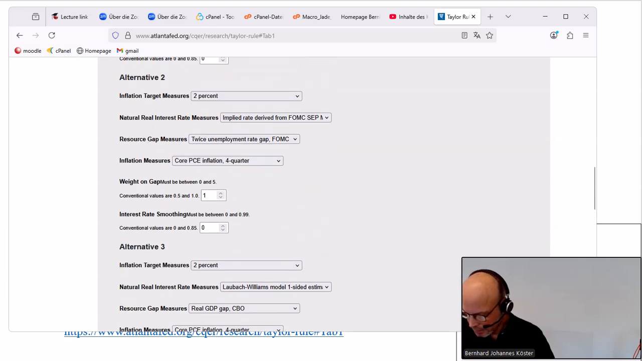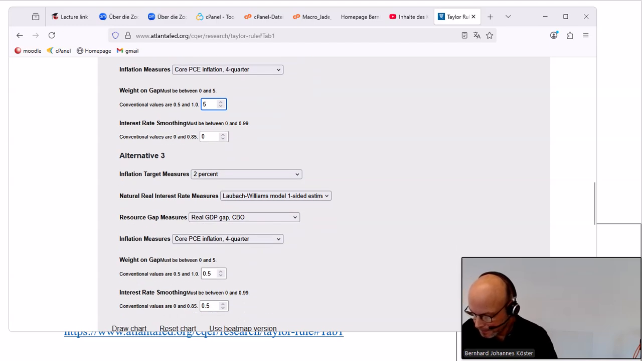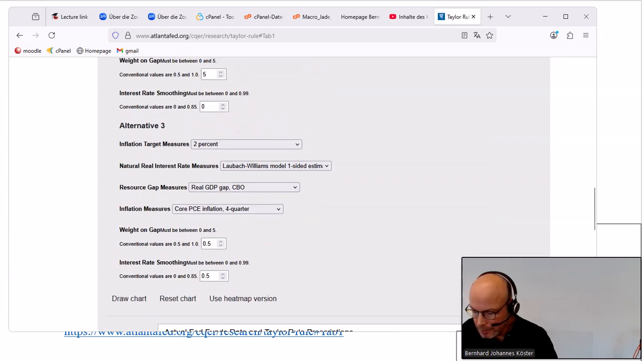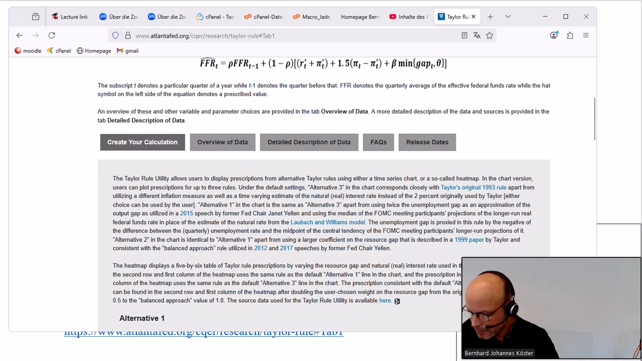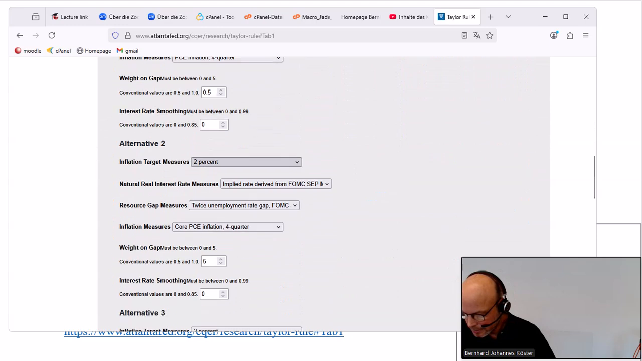Let's change the other parameter. If we focus more on output, this can be set up to 5. Let's use 5. Oops, do I have to apply it somewhere? Create your calculations. Up to 5.